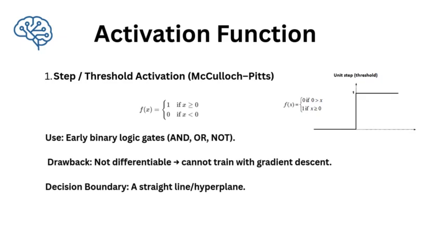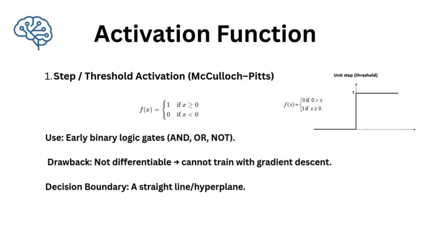Welcome to my channel. Today we are going to discuss a very simple activation function, the step function, also called the threshold activation function, which was originally used in McCulloch's neuron model. This is one of the earliest activation functions used in a neural network. The idea is very simple. The neuron either fires or does not fire.